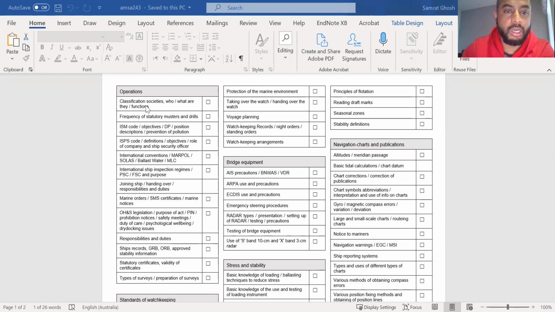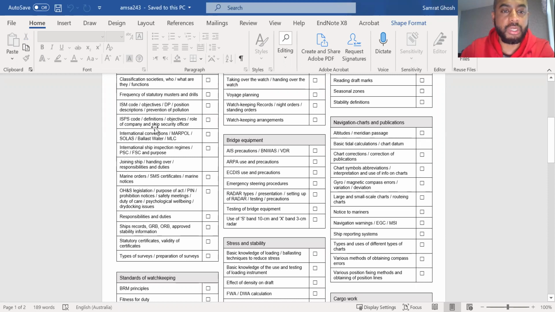So classification societies, who or what they are, what are their functions, frequency of musters and drills, ISM code, the objectives, designated persons, and so on and so forth, ISPS code, then the international conventions of MARPOL, SOLAS, ballast water, MLC, which stands for Maritime Labour Convention, ship inspection regimes, joining ship, handing over, taking over, marine orders in the case of Australia. Otherwise, you have M notices, MS notices, occupational health and safety, responsibilities and duties of a second mate or a third officer. And then, of course, ship records like garbage record book, oil record book, approved stability information, statutory certificates, types of service, and so on and so forth.